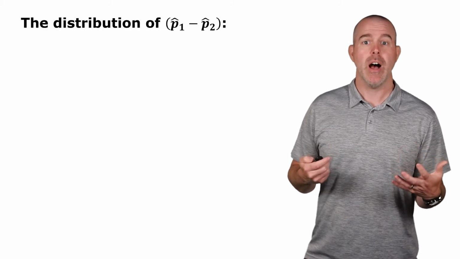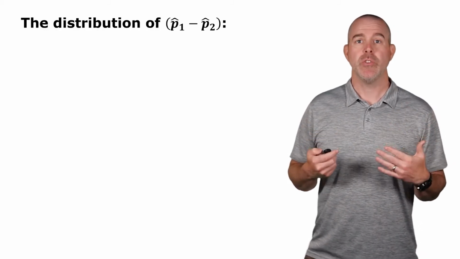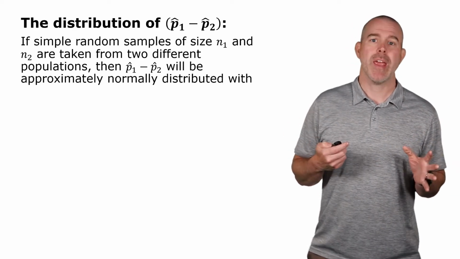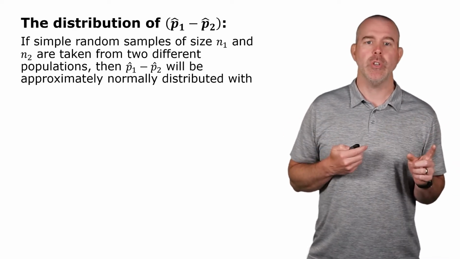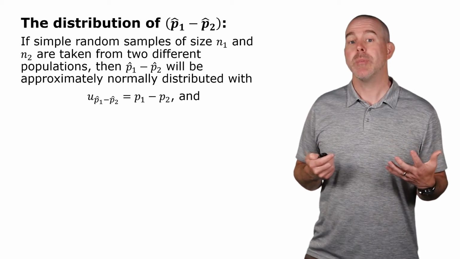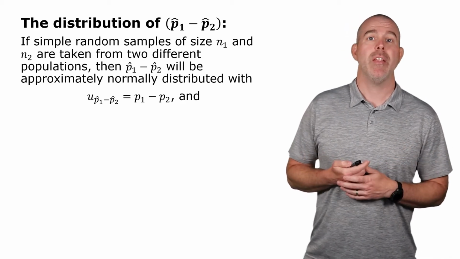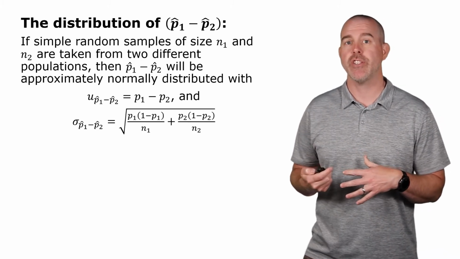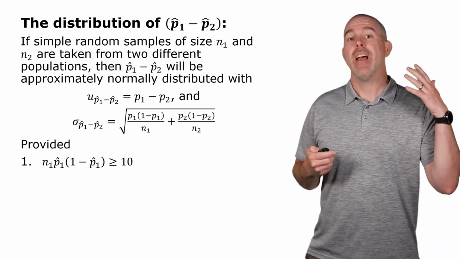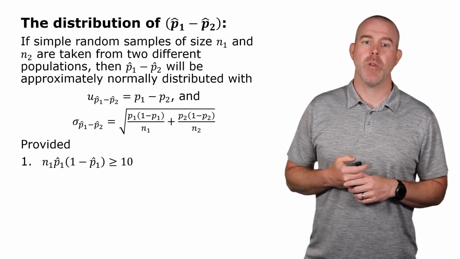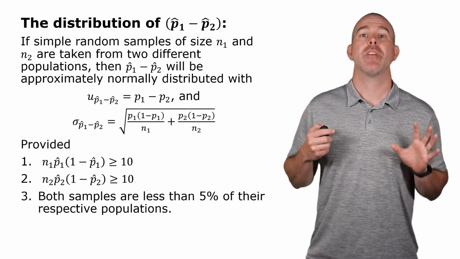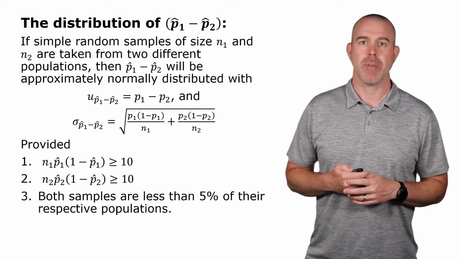What we need then is to investigate the distribution of the difference between two sample proportions. So here's the criteria. If we take simple random samples with sizes n1 and n2, the distribution will be approximately normal, with the mean being the difference between the actual population proportions and then this standard deviation, provided that n1 times p1 hat times 1 minus p1 hat is at least 10. Same thing for the second sample, and both samples are less than 5% of their populations.